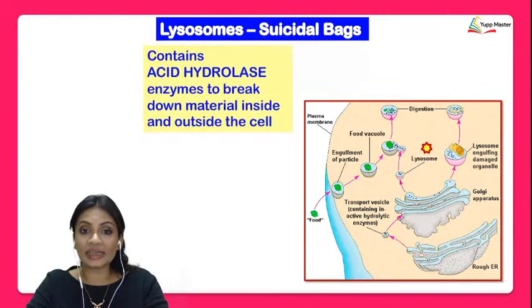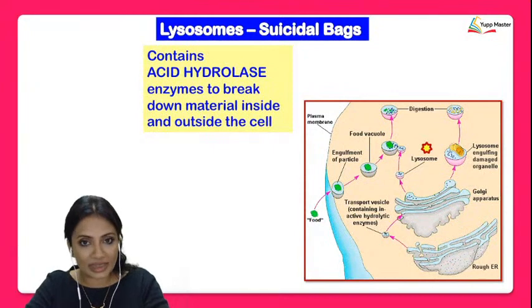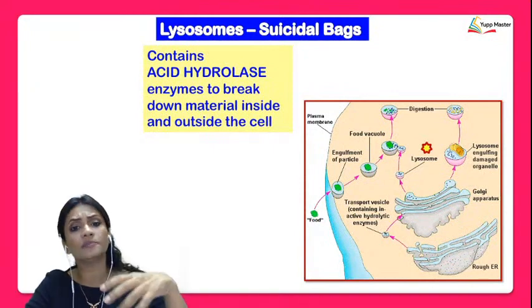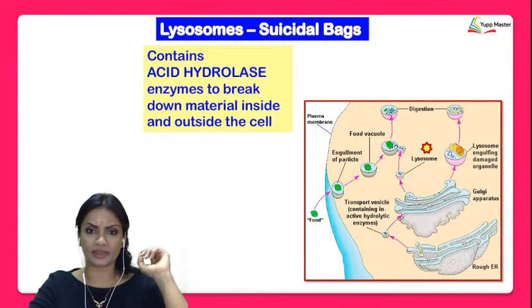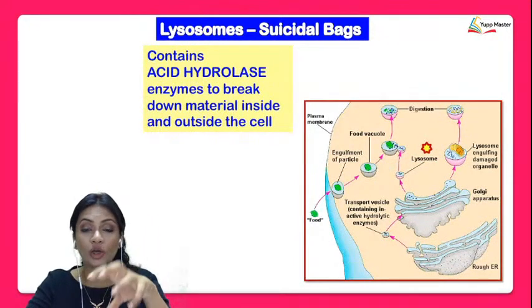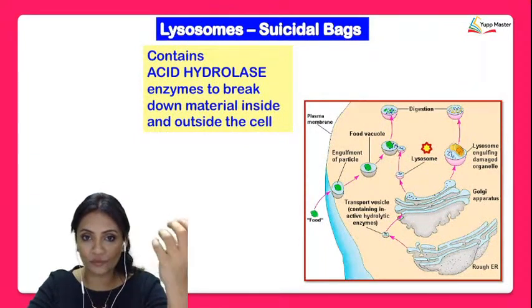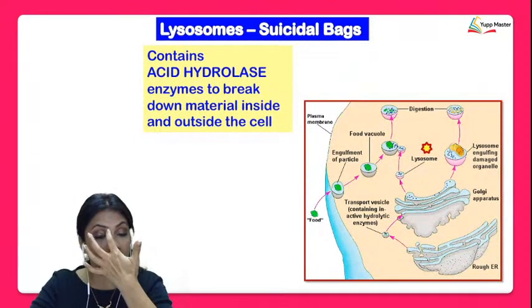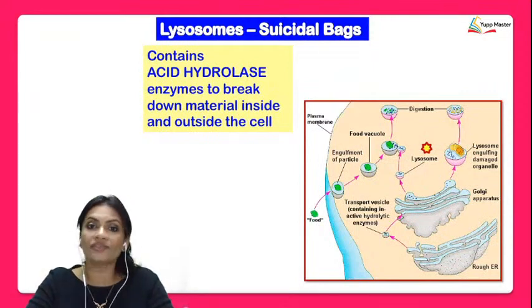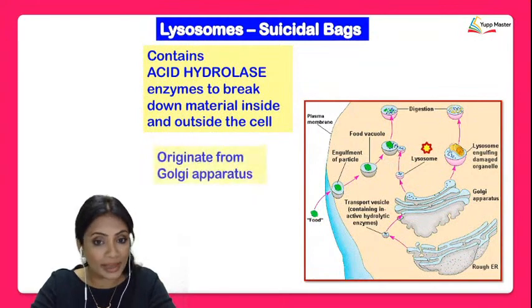They contain an enzyme called acid hydrolase. This acid hydrolase is an enzyme which helps to break down any material present inside the cell. So basically, if the lysosome's membrane is broken or opened, then the acid hydrolase enzyme would be released and that would cause the cell to just degenerate. And this is the reason why lysosomes are called suicidal bags.